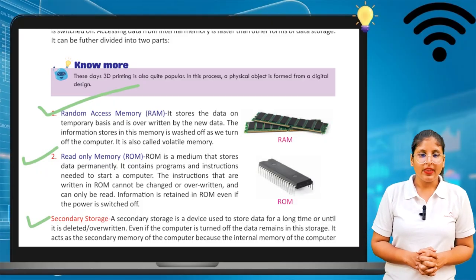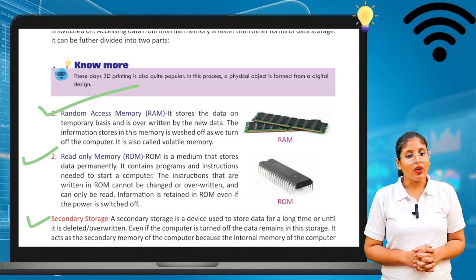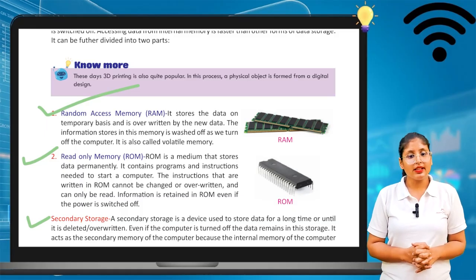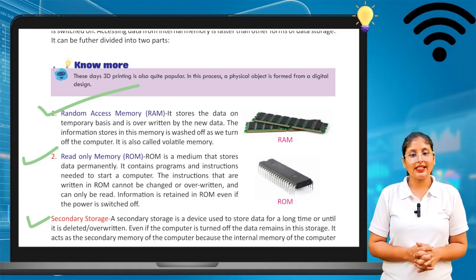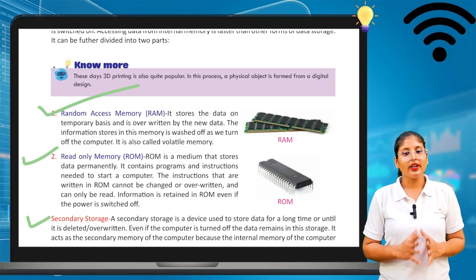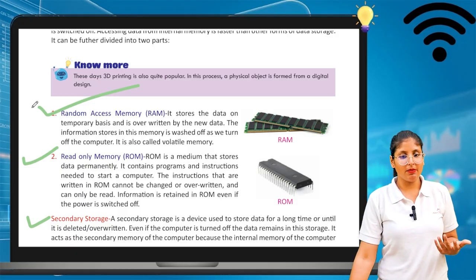First is RAM. RAM stores the data on a temporary basis and is overwritten by new data. The information stored in this memory is washed off as we turn off the computer. It is also known as volatile memory.